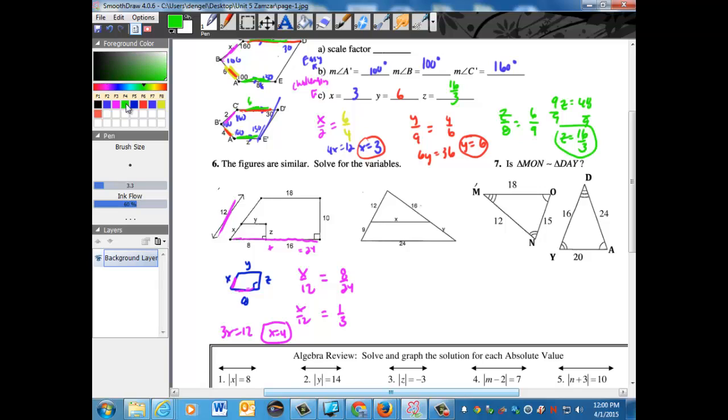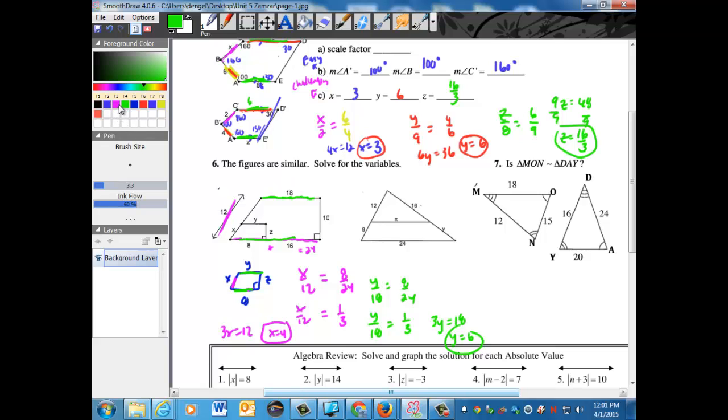Alright, next let's change colors. We're asked to find y. Let's do y next. I'm going to highlight the two tops. So I have y over 18 equals, and let's use 8 and 24. So 8 over 24. So y over 18 equals 8 over 24, which reduces to 1/3. 3y equals 18. y is equal to 6.